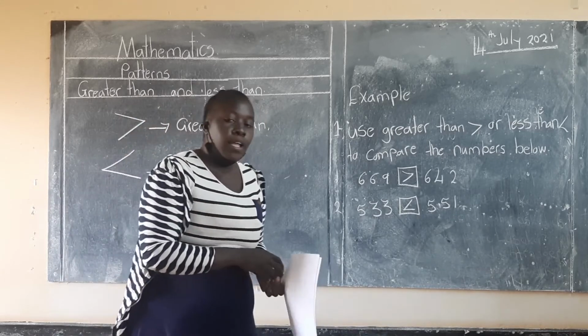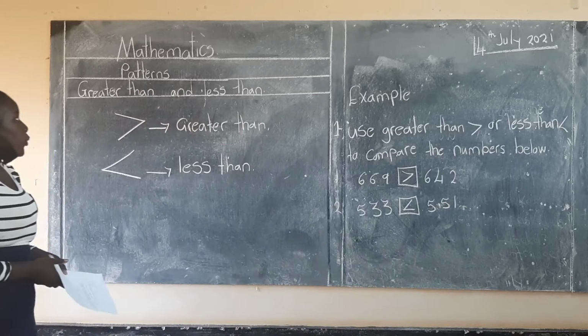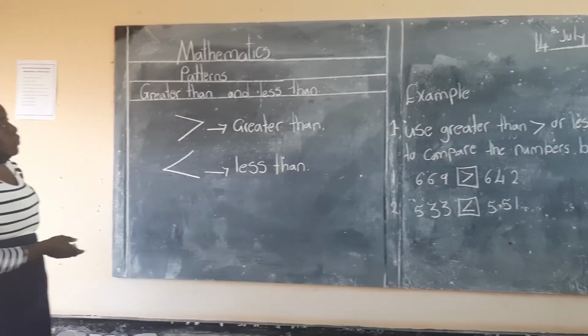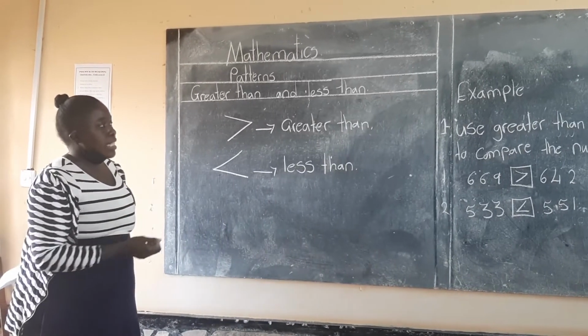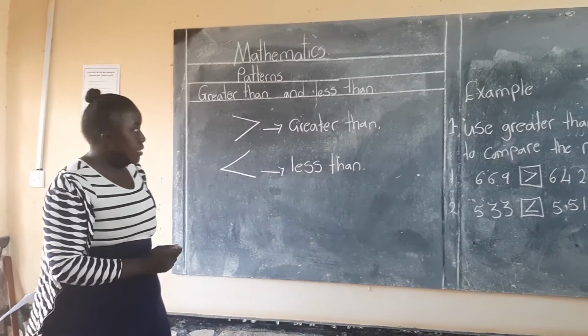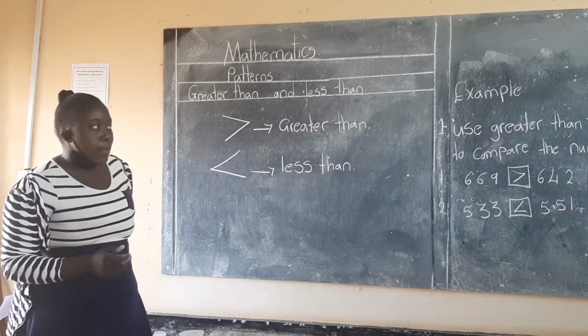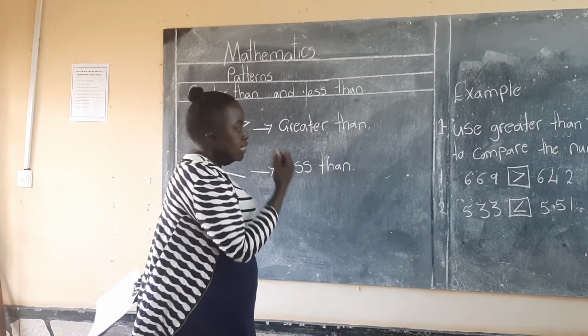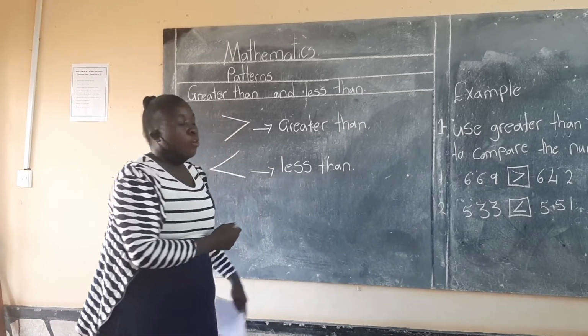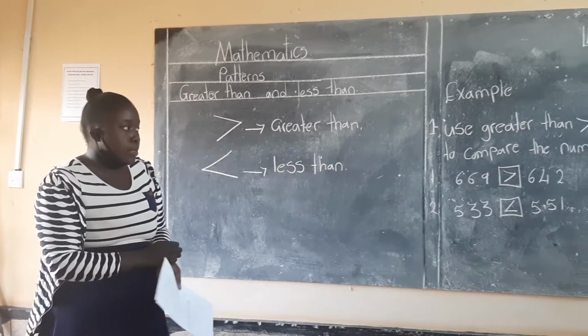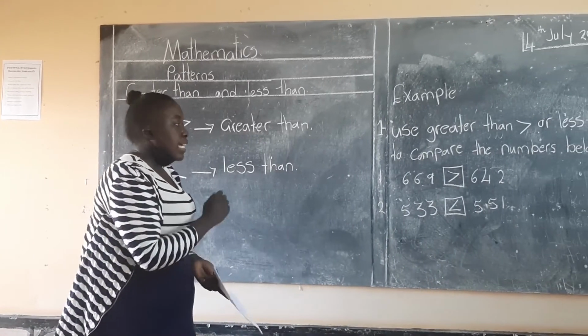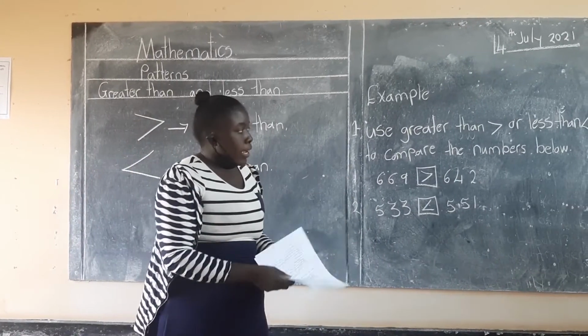So when we started our lesson, we said we use greater than and less than to compare numbers. We also looked at examples of how we compare numbers using greater than and less than. And these were our examples.